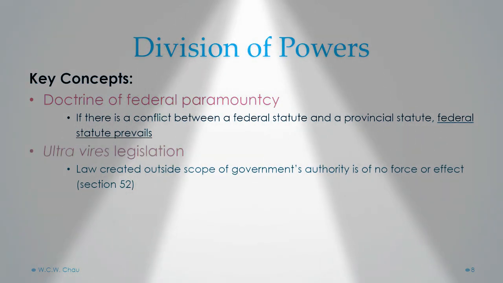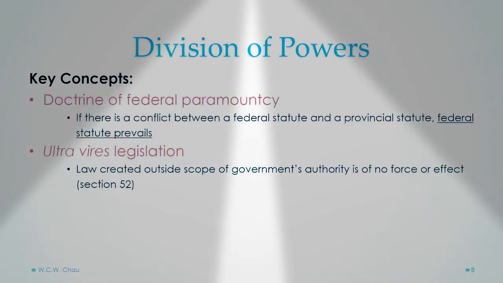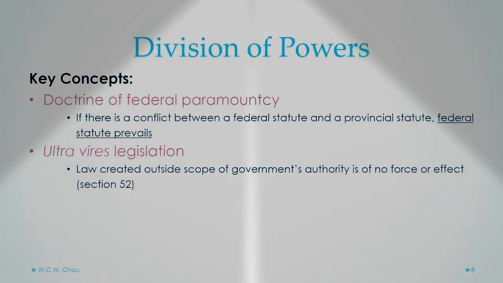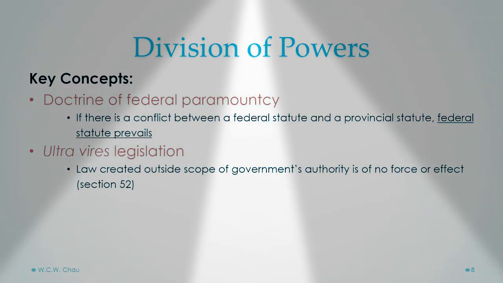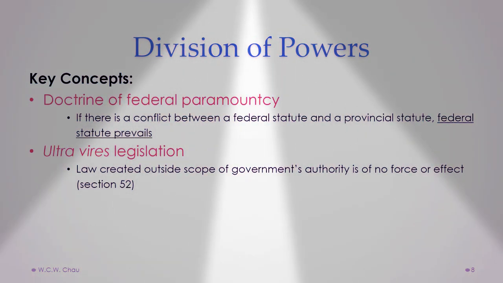This deals with a situation where we have both a federal law and a provincial law that apply to the same situation, and the two laws are inconsistent or in conflict with each other. So which law do you apply? This doctrine says that we apply the federal law. The federal law is paramount over the provincial law.